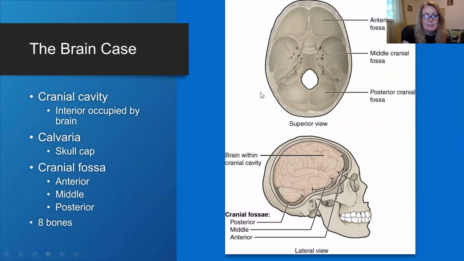The brain case. You have a cranial cavity, and the cranial cavity is surrounded by the skull.